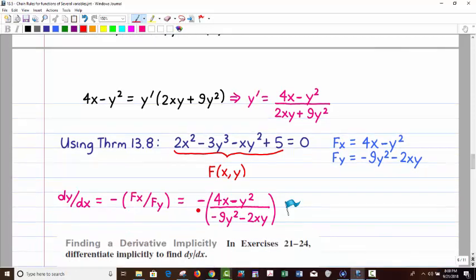And we have negative of 4x minus y squared over negative 9y squared minus 2xy. Now this answer, especially if it's a handwritten answer, is perfectly acceptable. And it does match that other answer, which you don't have to do, obviously, but I just want to mention, the negative on the outside could be applied to either the numerator or the denominator if you wanted to. If you apply the negative to that denominator, then you see it looks exactly like that answer.